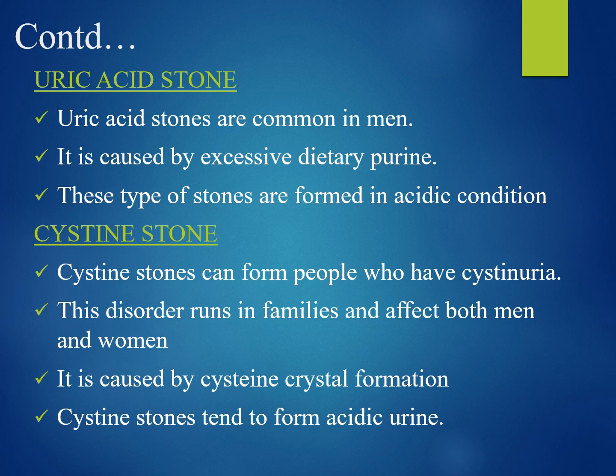The cystine crystals are formed in the ureter, bladder, or urethra. Cystine stones tend to form in acidic urine condition. So these kinds of stones are formed during acidic urine.